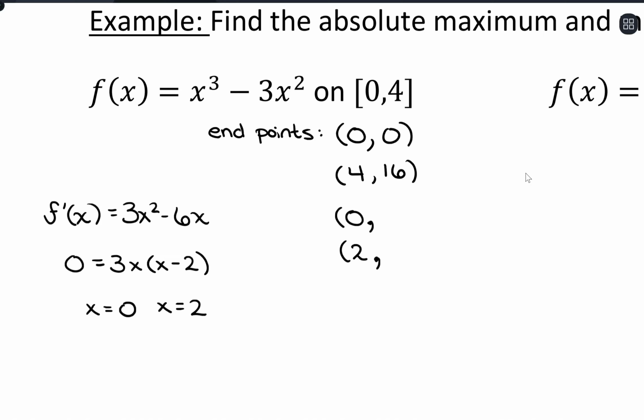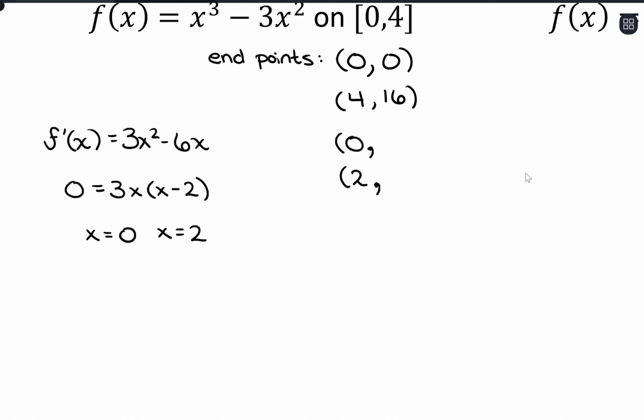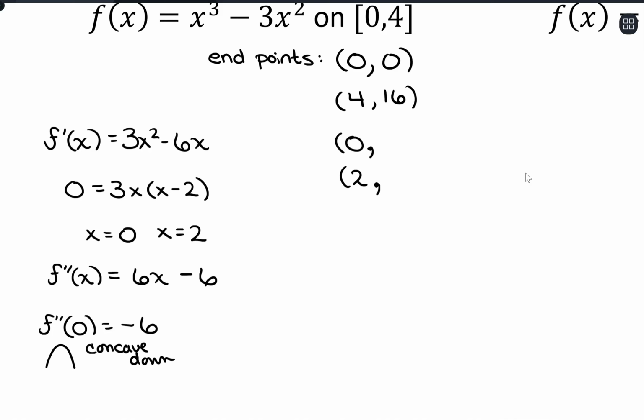And what we can do here, let's go ahead and check with the second derivative. So f double prime of x is 6x minus 6. If we take that second derivative at 0, that's going to be a negative 6. With that being negative, that is concave down, something like this, which is telling me that's giving us a maximum value. And then if we evaluate that second derivative at positive 2, that would be a 12 minus 6, that's a positive 6. So that's positive, so concave up.